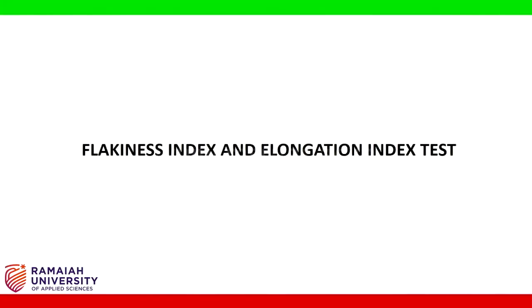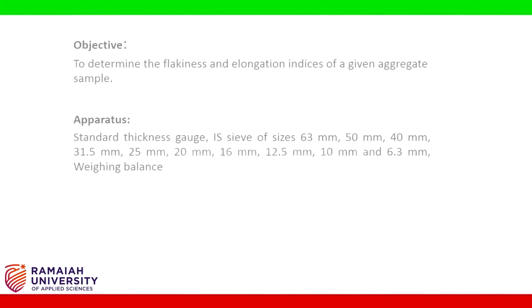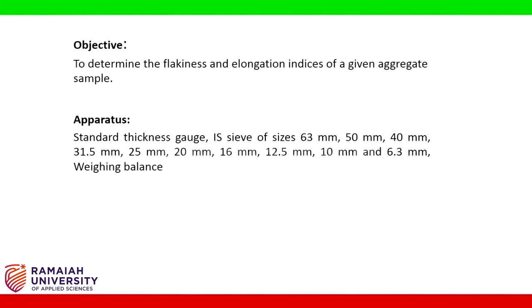Hello friends, with this experiment we are determining the flakiness and elongation indices of a given aggregate sample. Apparatus: standard thickness gauge, IS sieve of sizes 63 mm, 50 mm, 40 mm, 31.5 mm, 25 mm, 20 mm, 16 mm, 12.5 mm, 10 mm and 6.3 mm, and weighing balance.